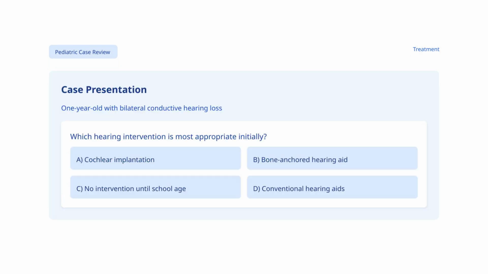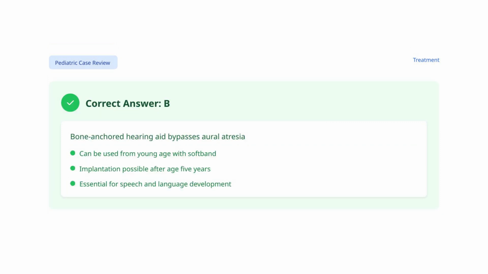A 1-year-old child with bilateral conductive hearing loss requires intervention. The question asks, which hearing intervention is most appropriate initially? Option A, cochlear implantation. Option B, bone-anchored hearing aid. Option C, no intervention until school age. Option D, conventional hearing aids. Consider the type of hearing loss. The correct answer is B.